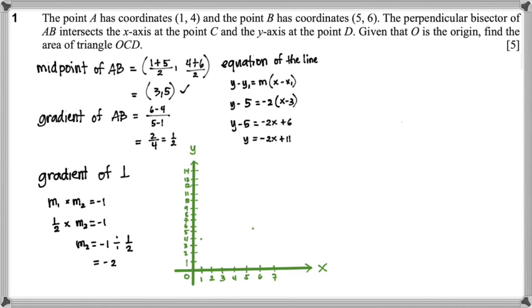It's around here. Okay. Now, if we connect these two points, this is line AB. So these two points, we get point A and point B. Now, we just got the equation of the perpendicular, which is y equals negative 2x plus 11.